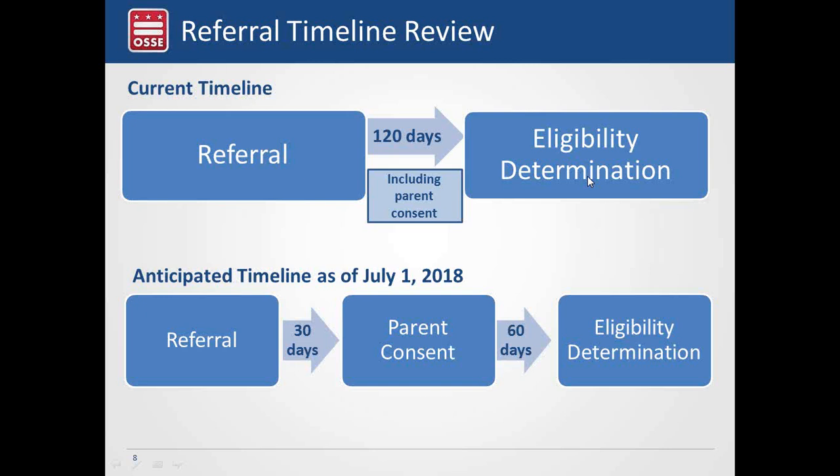What will change is the evaluation timeline will go to 60 days. However, I know some of you are thinking, well, 60 days, that's half of 120 days. But it's not actually cutting the timeline in half. It's actually just dicing up the timeline in a slightly different way. So from the date of referral until you obtain parental consent is 30 calendar days. So within those 30 calendar days, you as the LEA should be making reasonable attempts to gain parental consent.